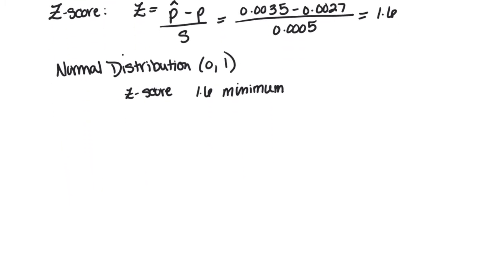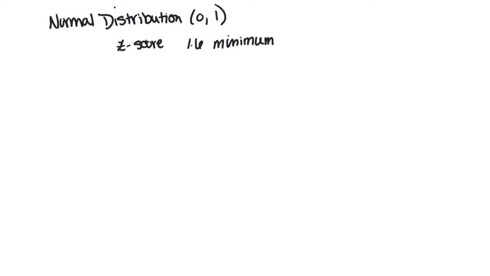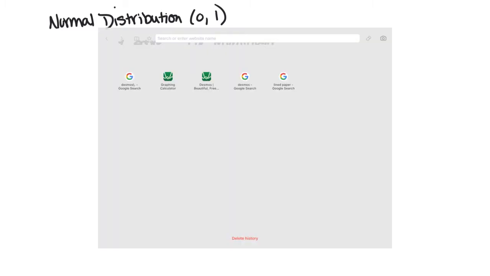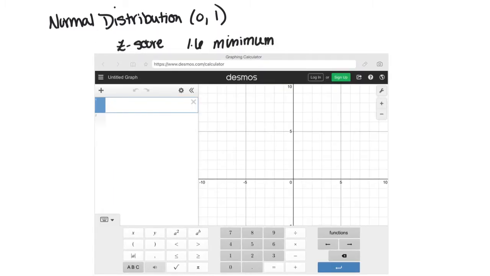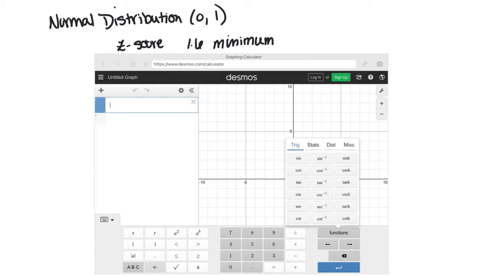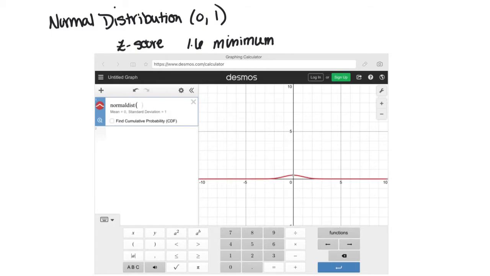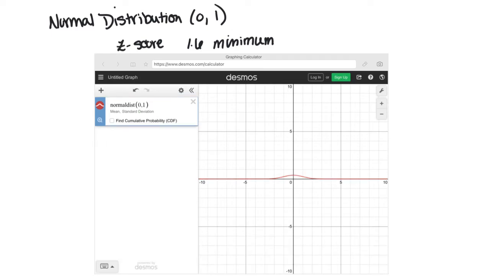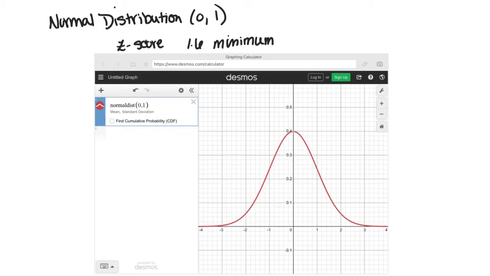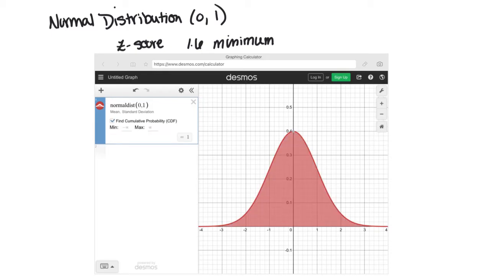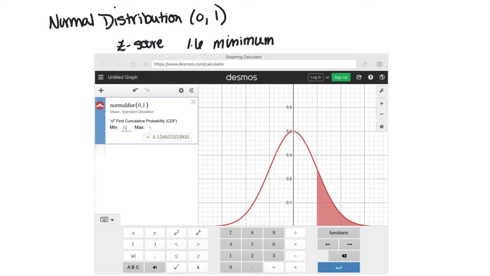I am going to use that data with Desmos, which is an online graphing tool. It's also got some really great features for normal distribution. Under the functions key, distribution, I'm going to go normal distribution with a mean of 0 and a standard deviation of 1, so a standardized normal distribution. If I click the little magnifying glass, it's going to give me my normal distribution curve, or my bell curve, where it says find cumulative probability. I'm going to check that, and I'm going to put in a minimum value of 1.6.